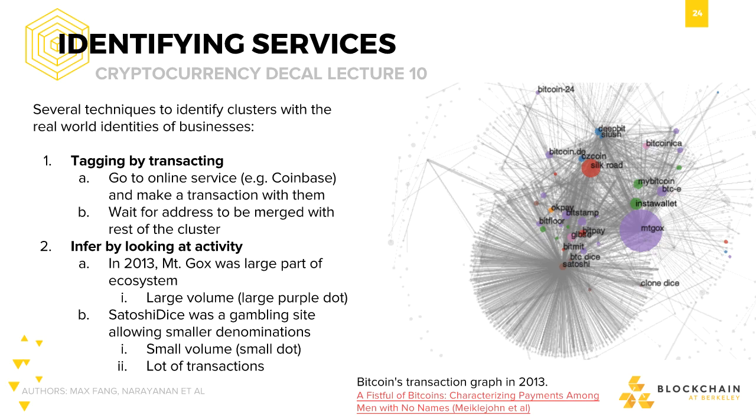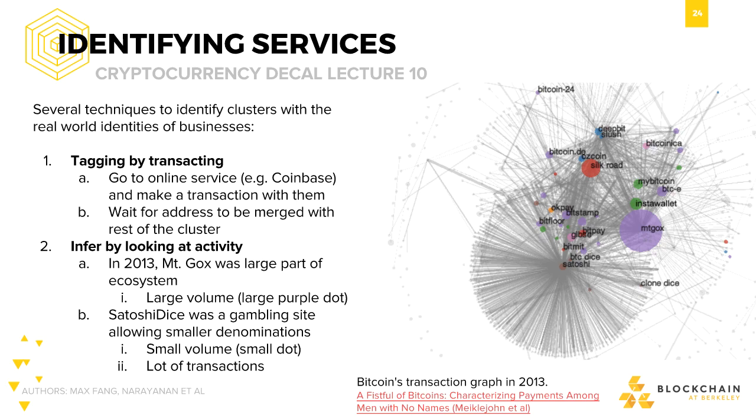And so in the case of services, there's a few ways that you can go about doing this. Say I wanted to identify Coinbase on the network. All I'd have to do is go to Coinbase, make a bunch of deposits, make some withdrawals, do some other transaction activity, and then watch those addresses and transactions on the blockchain and wait until one of those clustering heuristics comes up, and it can be merged into the rest of the addresses that are associated together with Coinbase. Now you've seen that this group of addresses is Coinbase.